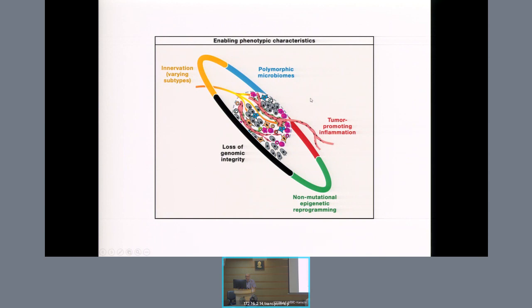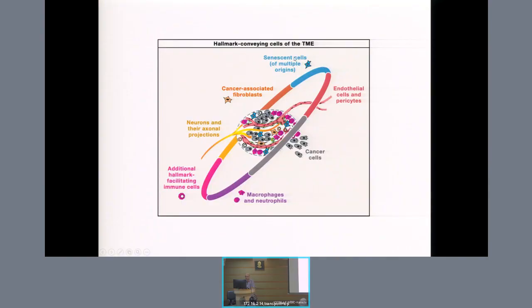These are the 5 enabling phenotypic characteristics that include microbiomes, tumor-promoting inflammation, non-mutational epigenetic influence, and loss of genomic integrity. According to this, about 750 different genes are involved in carcinogenesis. These tumors also have innervation. The nerve endings form synaptic connections with tumor cells, and the nervous system also has influence. And polymorphic microbiomes are in different sites of the body. They interact with these tumor cells and vice versa. So they all influence each other.